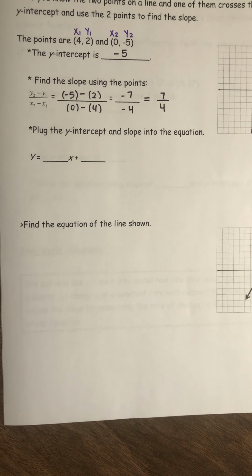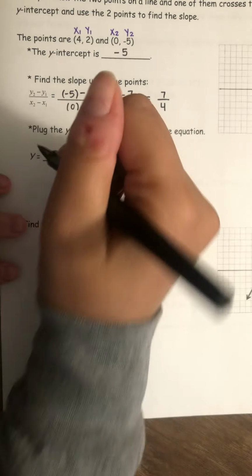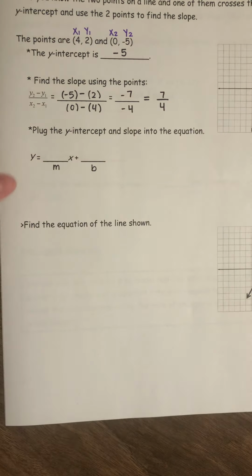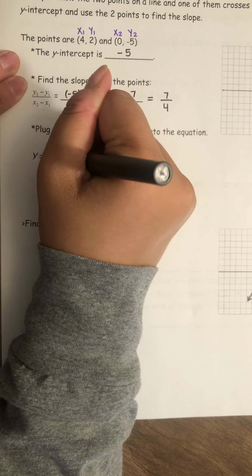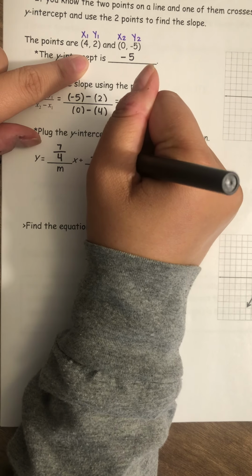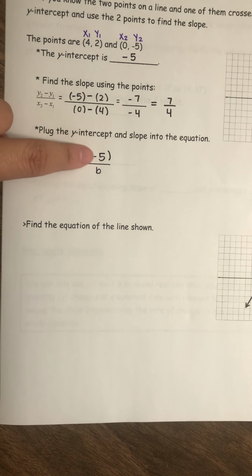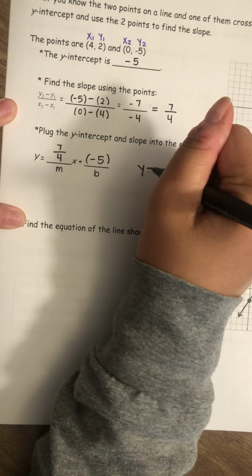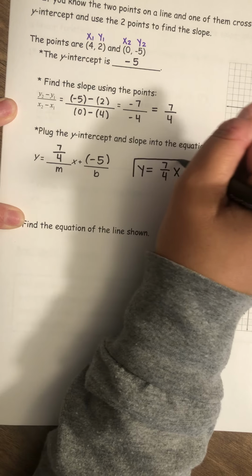And notice, just like that first method, guys, we now know our y-intercept, and now we know our slope. So all we need to do now is plug in those values into the equation. So remember that this is our m, this is our b. M is our slope, which is 7/4. And b is our y-intercept, which we said is -5. Again, this plus a -5 is really the same thing as y equals 7/4 x minus 5.